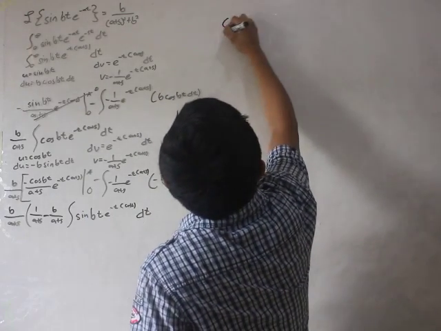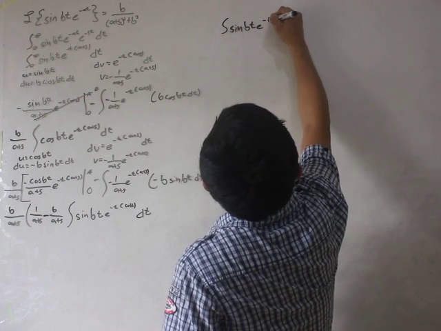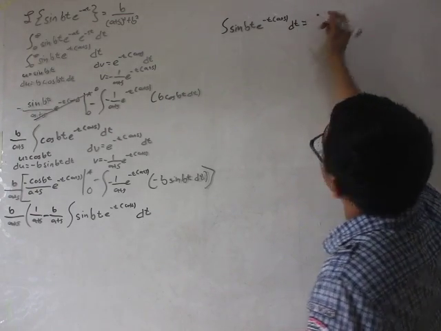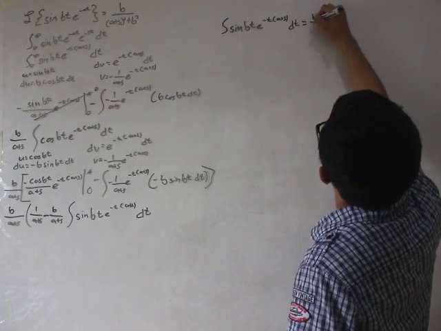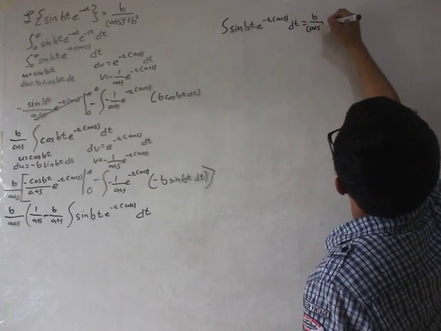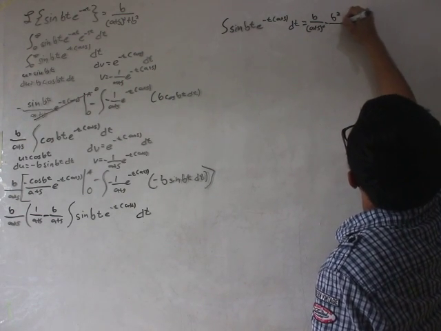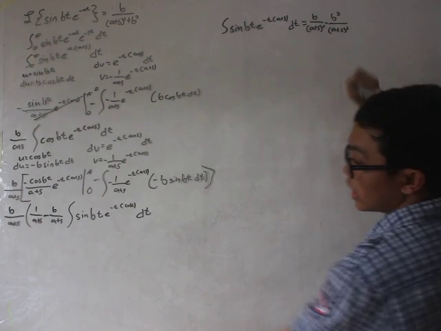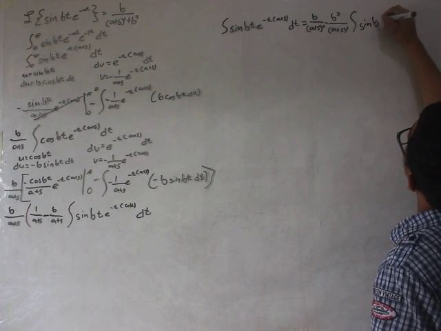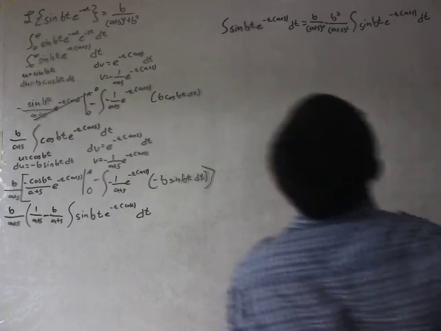So we have the integral of sin bt e raised to negative t times (a plus s) dt is equal to b over (a plus s) squared, minus b squared over (a plus s) squared, times the integral of sin bt e raised to negative t times (a plus s) dt.